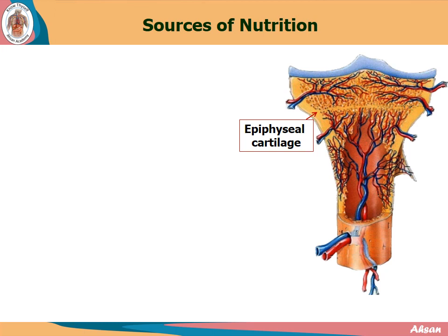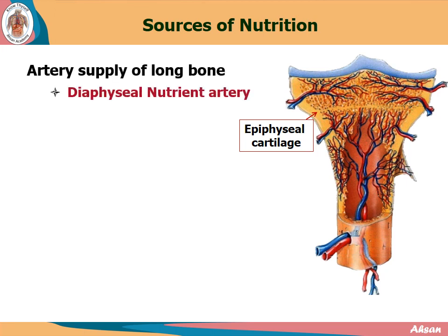Now how does the bone get its nutrition? Let us start with the growing bone. A growing long bone has the epiphysis separated from the metaphysis by a plate of cartilage, which is avascular. The epiphysis has a separate artery, the metaphysis has a separate artery, and the diaphysis also has a separate artery. The diaphysis is supplied by the diaphyseal nutrient artery, the metaphysis by the metaphyseal artery, and the epiphysis by the epiphyseal artery, all of which may be multiple.